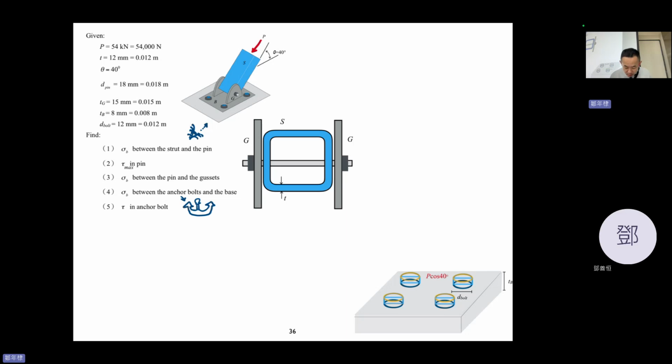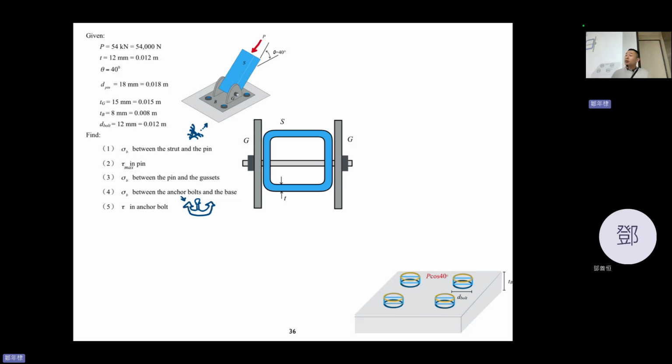And the base, this one, is a base. B. So now you can imagine this, and you can see P is 54 kilonewton, and a lot of geometric parameters: theta is 40 degrees, D pin, TG, TB, D bolt. And it will ask you to get sigma B between the strut and pin.